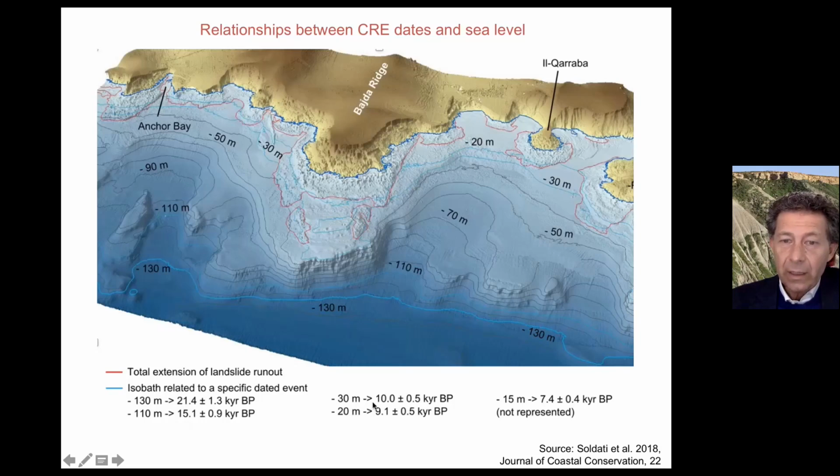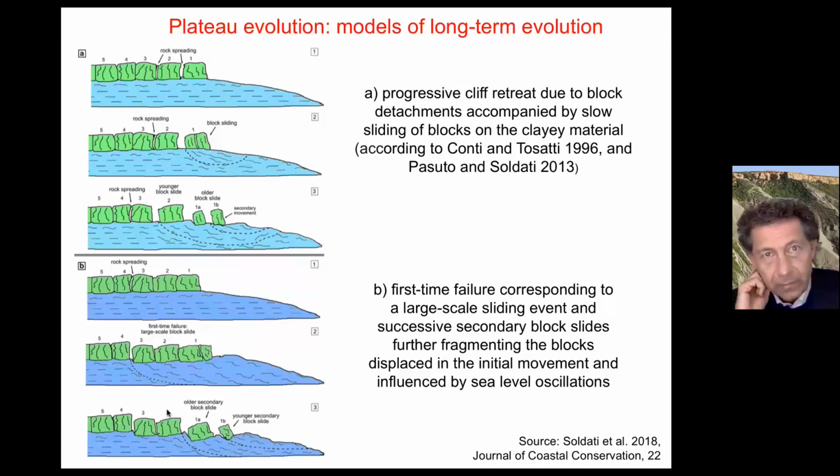Actually, when we add the other events of 9,000 years BP, 10,000 years BP, 7,000 years BP, there was an interaction between the sea, whose level was increasing, and the landslide deposits. So it is possible that these events have been favored also by the action of the sea, but not the oldest movements. Here we were in a terrestrial environment.